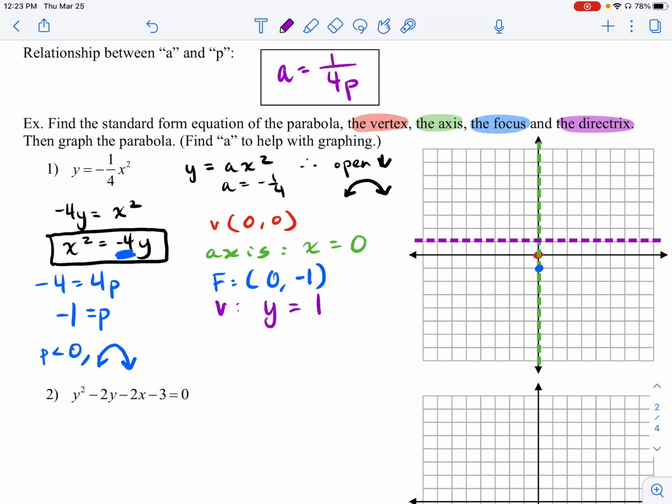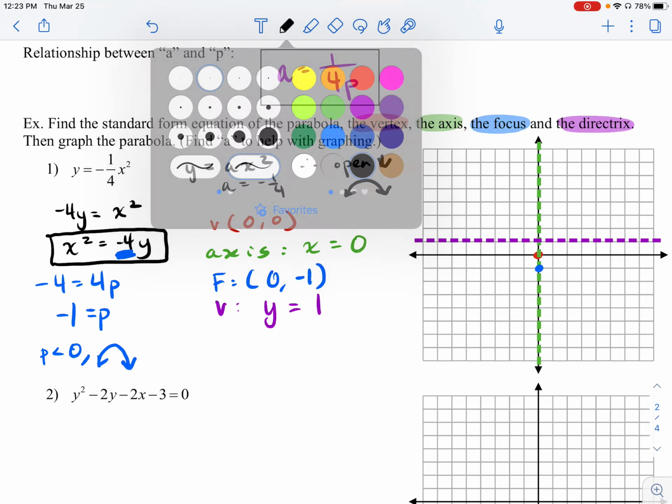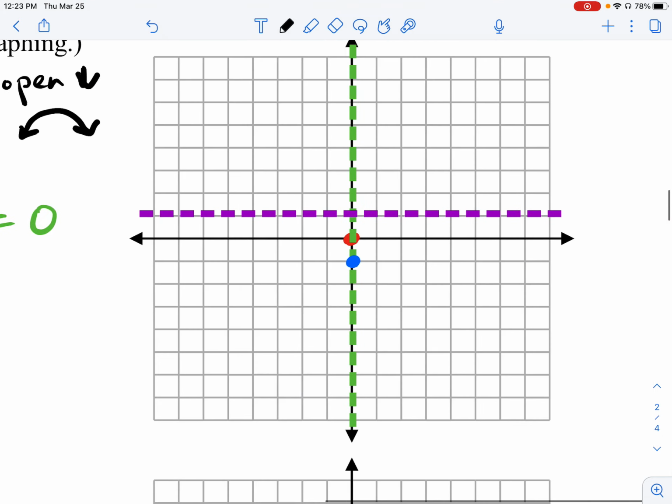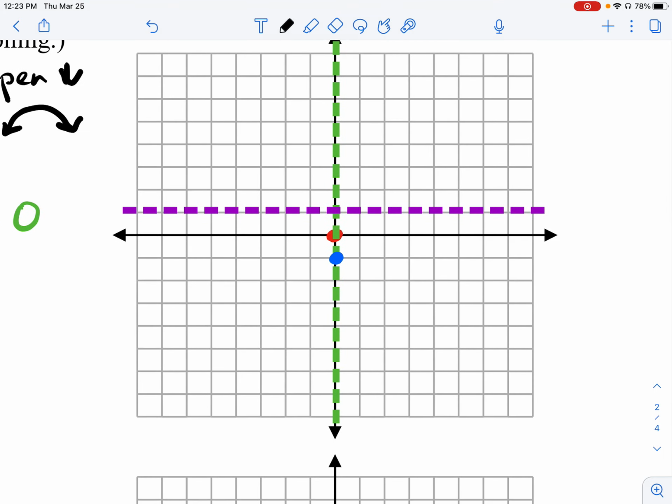Right? Now let's just finish this off by graphing. Well, we already know our focus, we know our vertex, so all we really need to do is plug in a couple of points on either side of the parabola and just go ahead and reflect them.